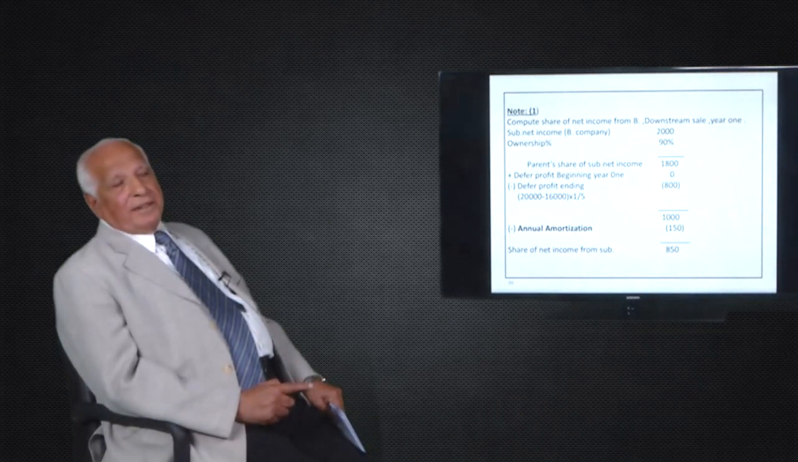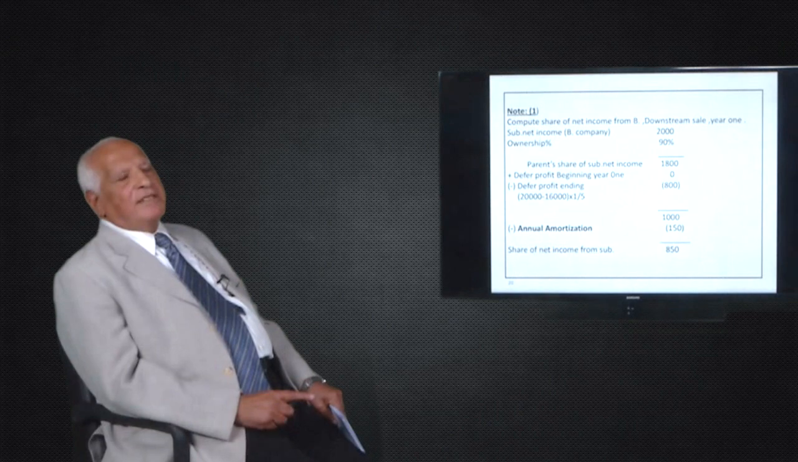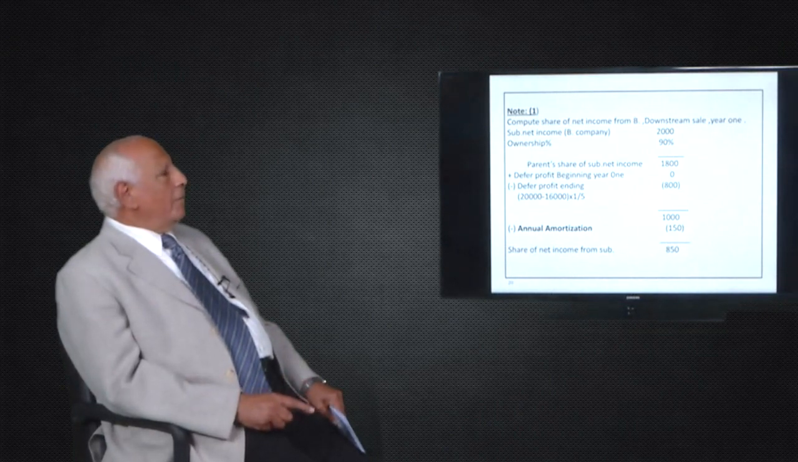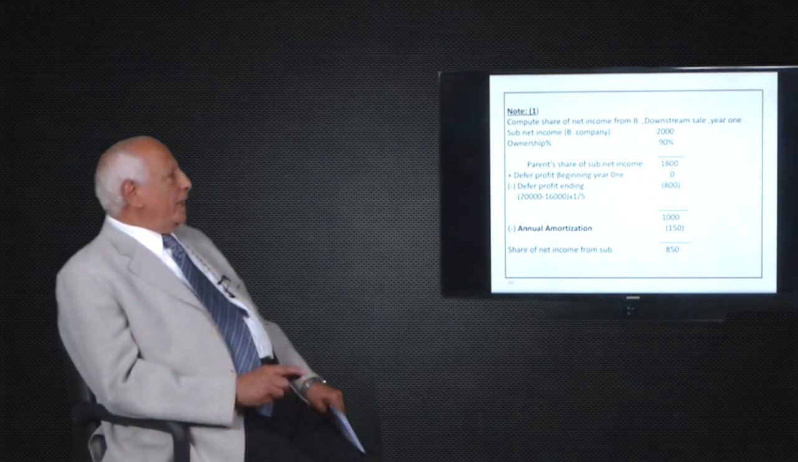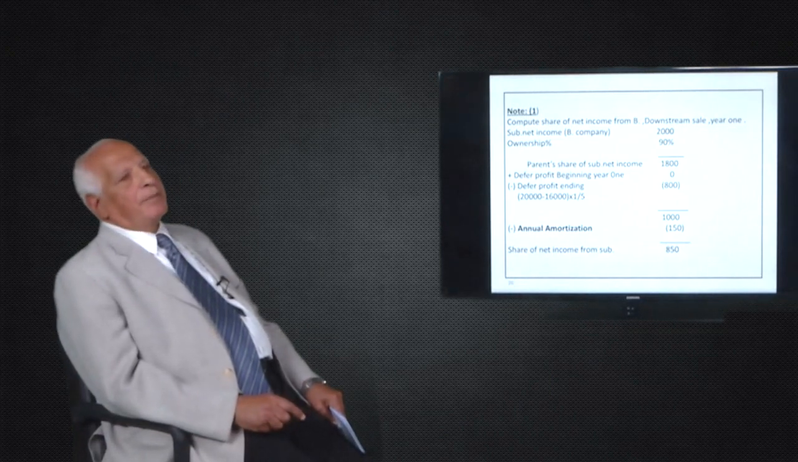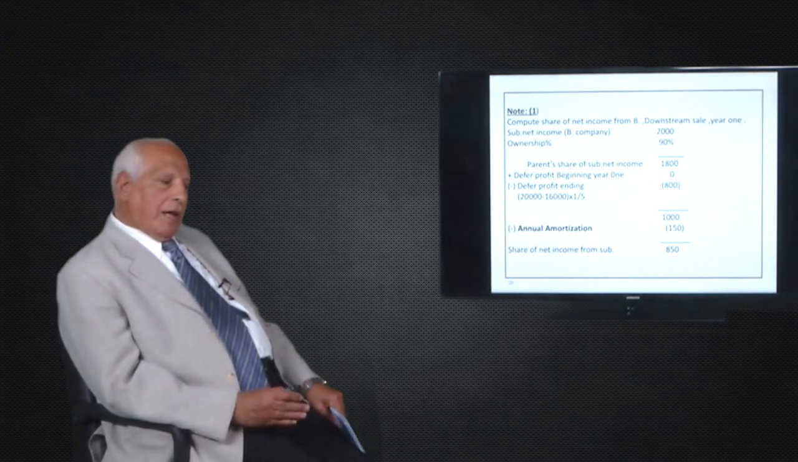Look at this example. We multiply right away by the percentage, 90%, because this one is downstream, no adjustment here for company B. Just multiply the sub net income by 90%, and it gives you 1,800, which is the parent share of sub net income. You see the difference between upstream and downstream now. Look at the difference between example 1 and example 3, okay?